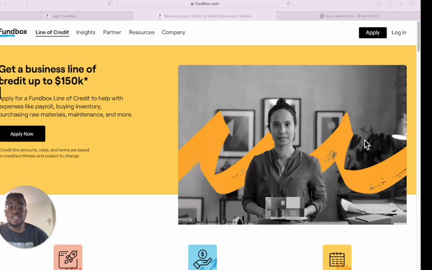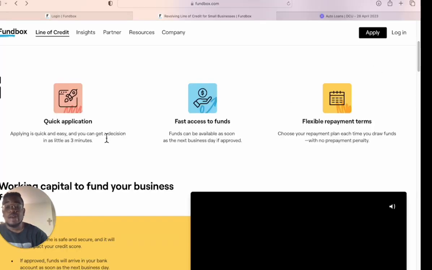So as you can see here, it says, get a business line of credit up to 150K. Apply for a Fundbox line of credit to help with expenses like payroll, buying inventory, purchasing raw materials, maintenance and more. With Fundbox, they have a quick application process. You can get a decision in as little as 3 minutes. You can have fast access to funds. Funds can be available as soon as the next business day if you are approved. And they have flexible repayment terms.